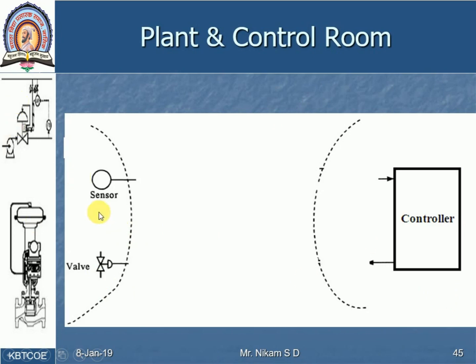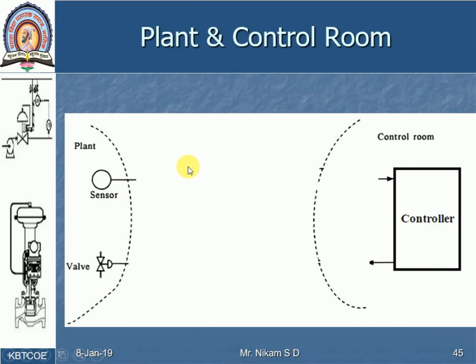But remember one thing, this controller is present in a control room, and these sensors and valves are present in a plant. We can say it is on the process side. Correct. This is my process side. It is in a plant, and this is in a control room. So we have to transfer this signal from the sensor to the controller.